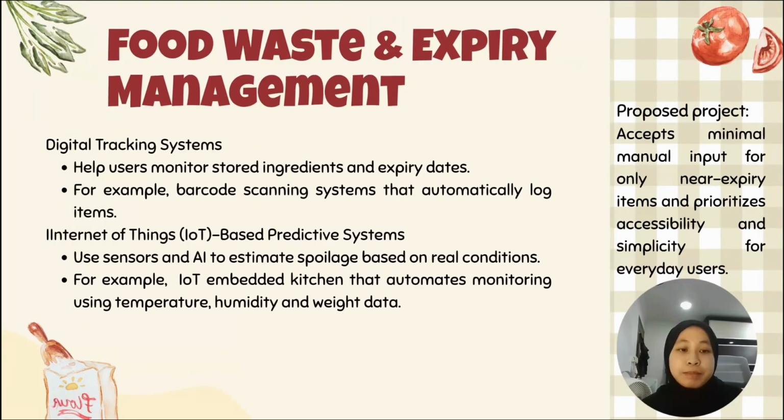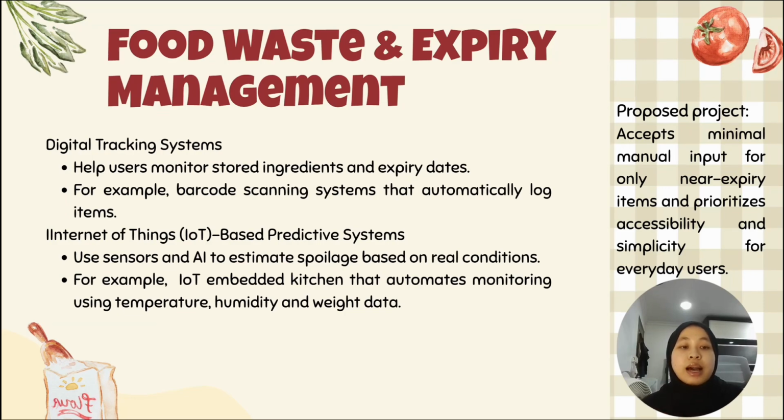Next, expiry management systems. Firstly, digital tracking systems, for example, barcode-based apps. These allow users to record items and receive expiry reminders. These systems create awareness and reduce forgotten food items. Barcode-based tracking is simple and affordable, but still requires manual scanning and relies on printed expiry labels.